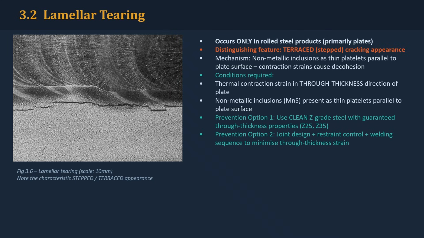For examination purposes, remember the combination. Rolled plate, through-thickness strain, non-metallic inclusions, terraced appearance. If you remember those four elements, lamellar tearing becomes much easier to identify.